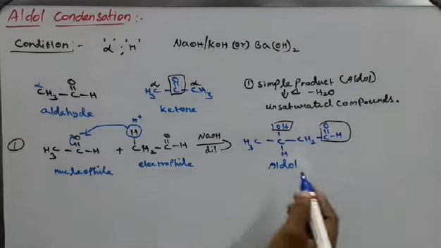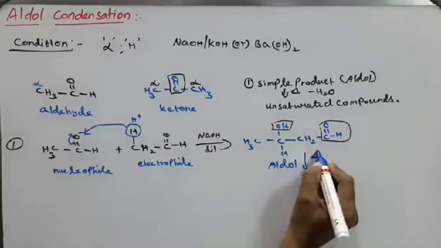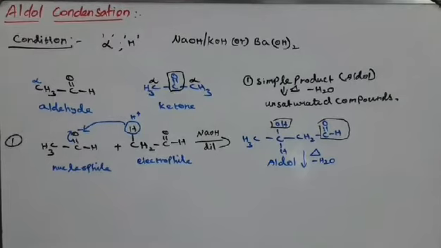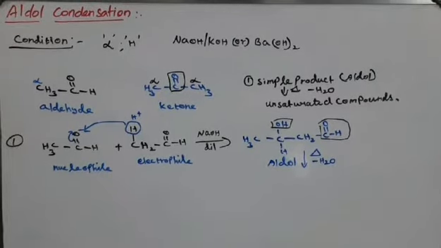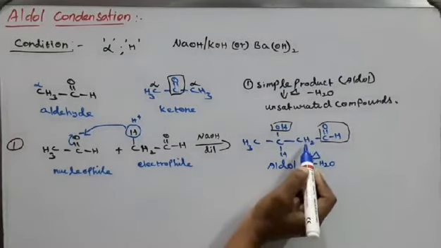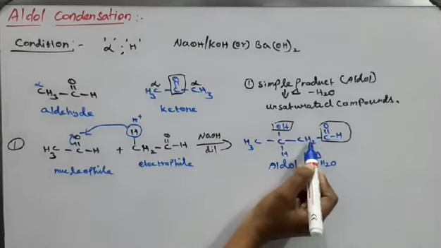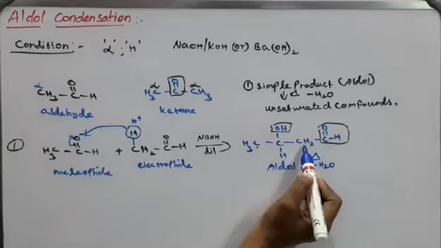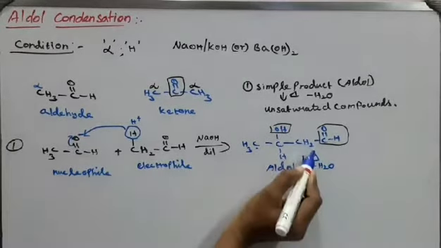This simple product, when heated, undergoes an elimination reaction. We studied Zaitsev's rule in the haloalkanes chapter. What is Zaitsev's rule? Elimination occurs from the carbon atom containing fewer hydrogens. Here also CH3 is present, but from this hydrogen the elimination reaction takes place.